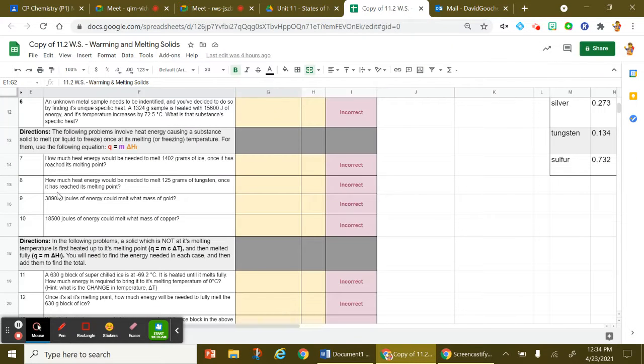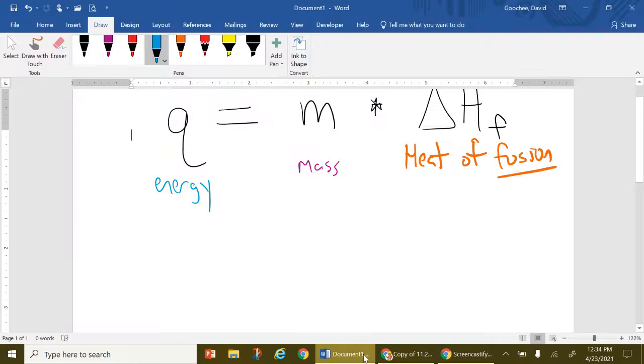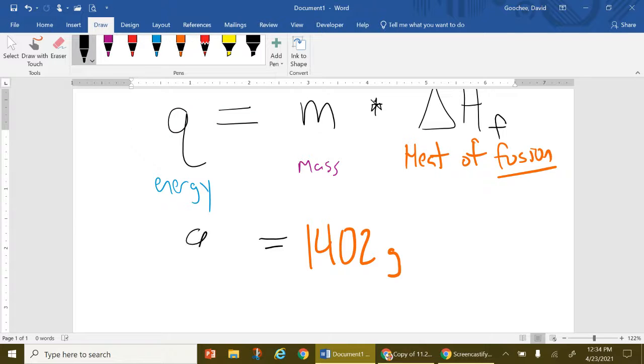Okay, so let's take a look at the first problem. How much heat energy would you need to melt 1,402 grams of ice once it has reached its melting point? So we've got 1,402 grams. That's the mass. The question asked us, how much energy is it going to take? So we're solving for the energy, which means we still need to figure out the heat of fusion. What is the special heat you need to melt ice?